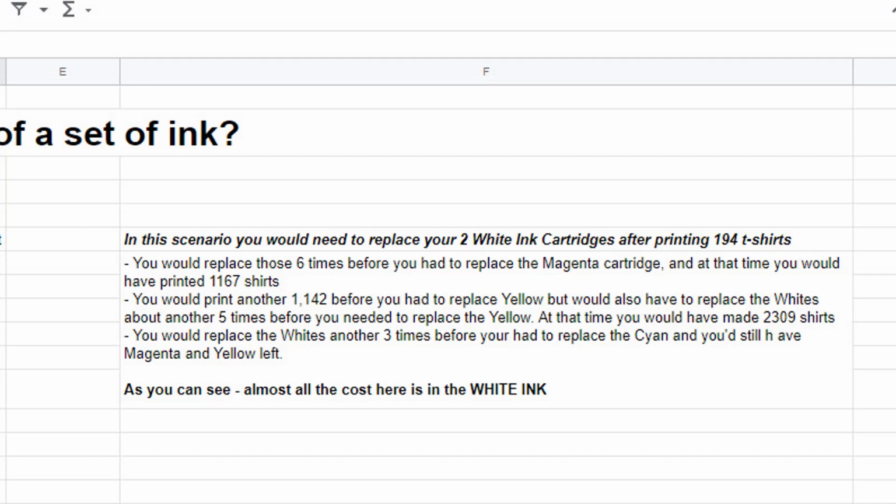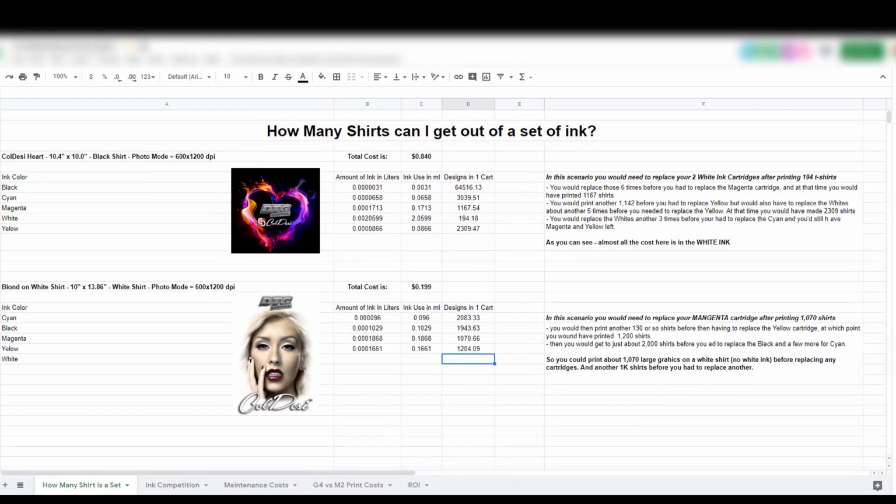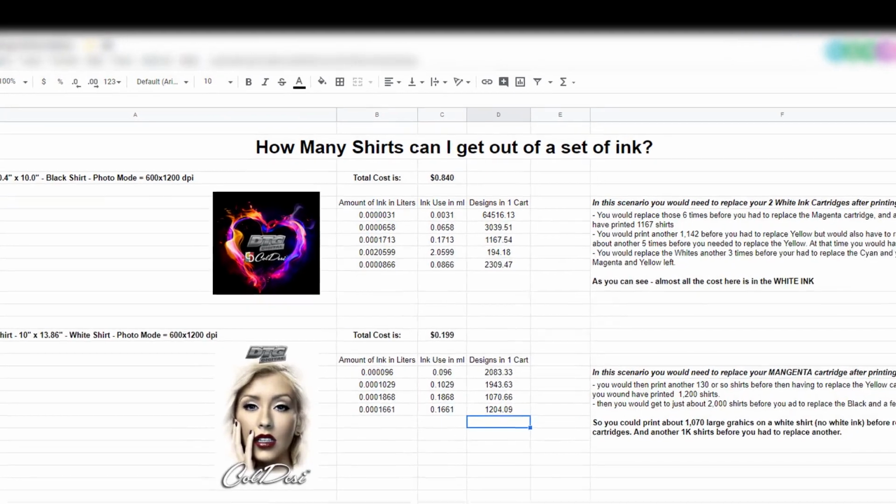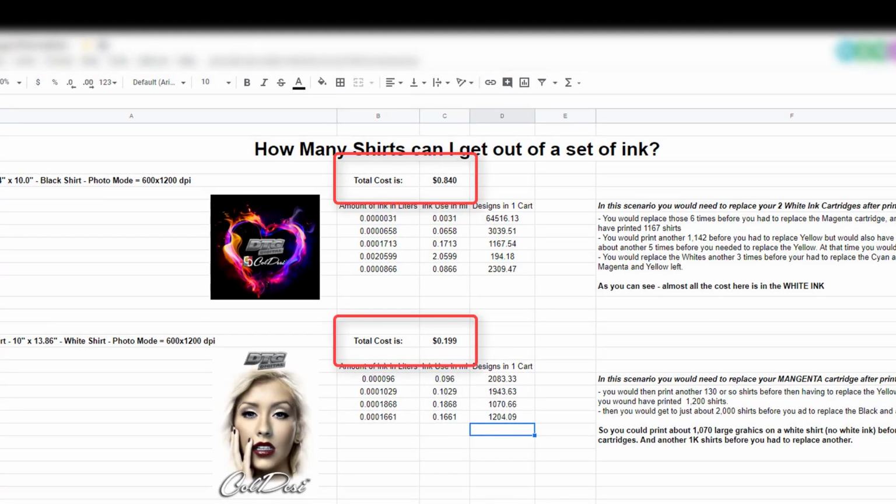And there's no real answer for how many of these can I get from a set of ink. What you should really focus on, though, is this total cost. It's 84 cents for the ink on this shirt. How many you can get out of a cartridge is not as relevant as how much money you're going to spend in printing an individual shirt.